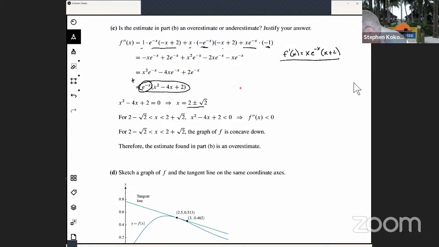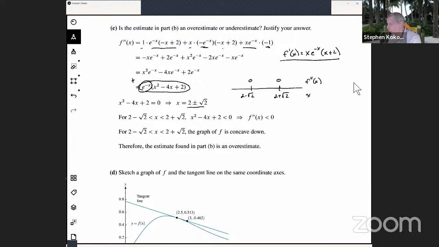So I'm going to scribble a little bit off to the side. This is not drawn very well to scale, but I'm going to draw a sign chart. So let's see, I've got 2 minus the square root of 2 and 2 plus the square root of 2. I'm going to call this row x, this row f double prime of x. And I know that f double prime of x is 0 at those two places. And I'm going to think a little bit more about this.